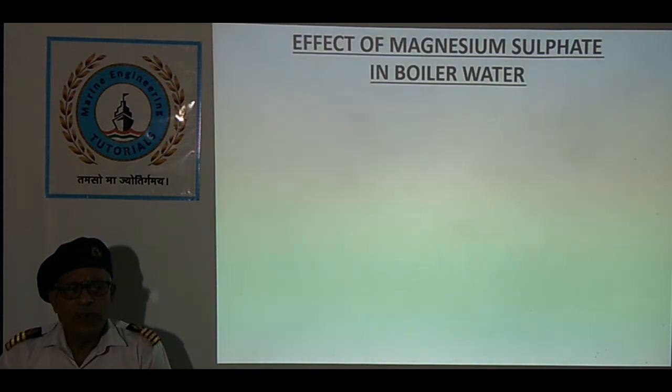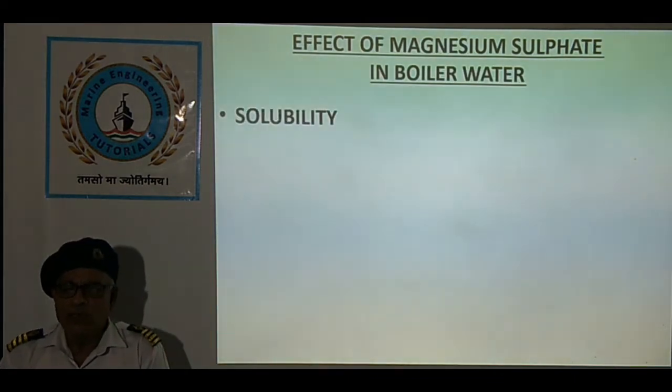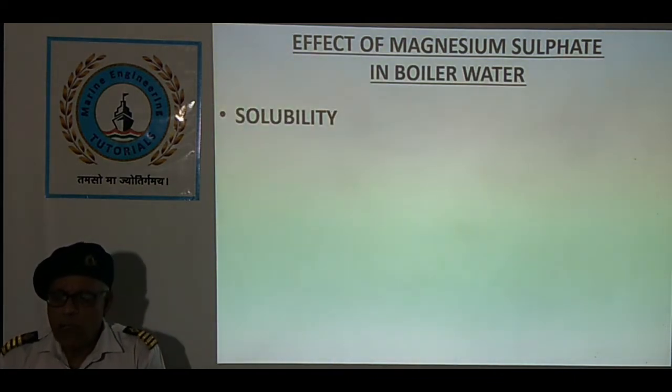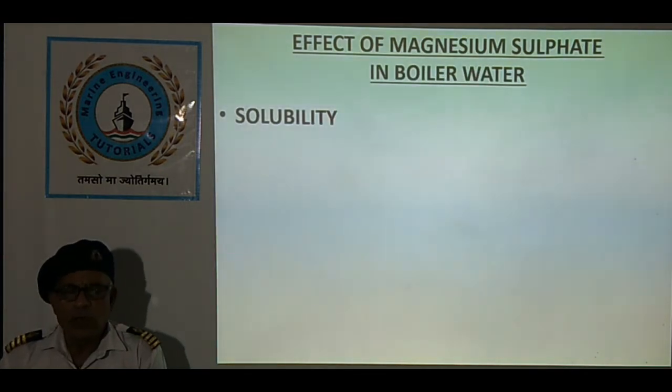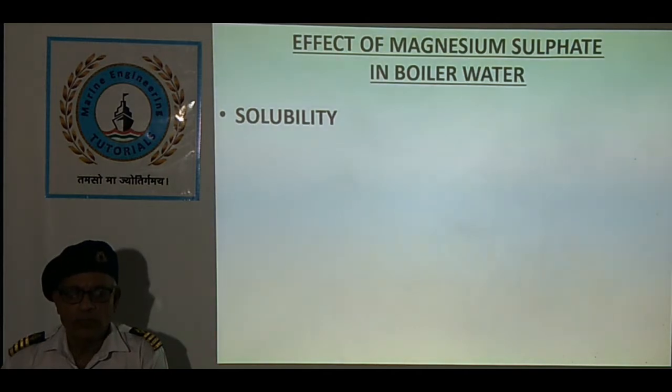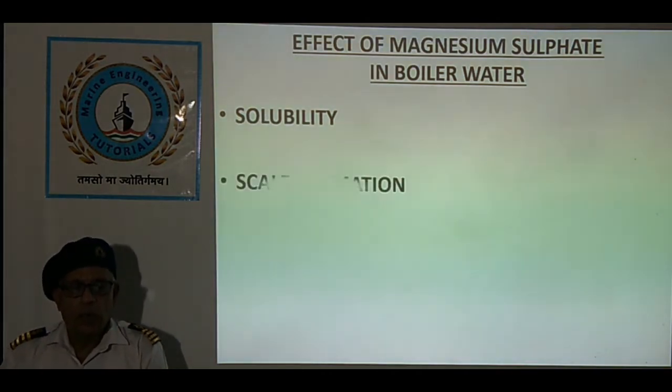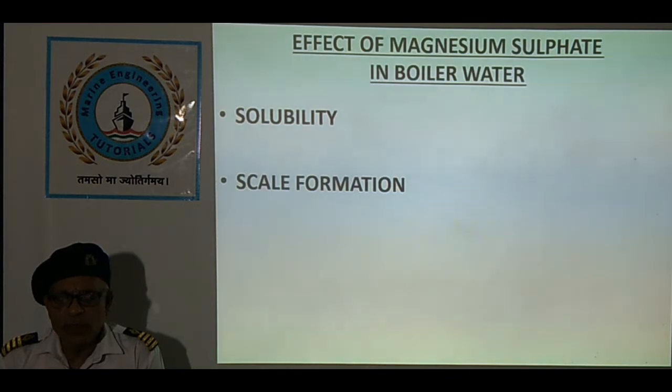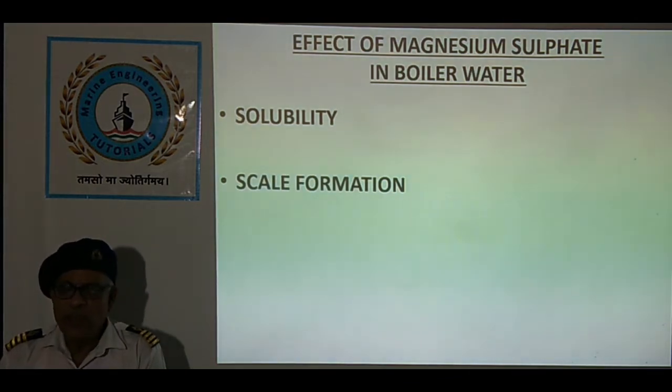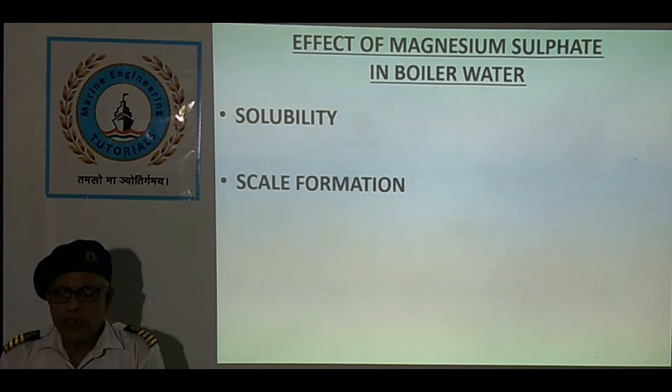Now let us see the effect of magnesium sulphate in boiler water. First of all, let's see its solubility. Magnesium sulphate in small concentration is soluble under normal boiler condition. It is responsible for scale formation. When its density is high, it may come out of solution and deposit. Scale is formed which affects the heat transfer.